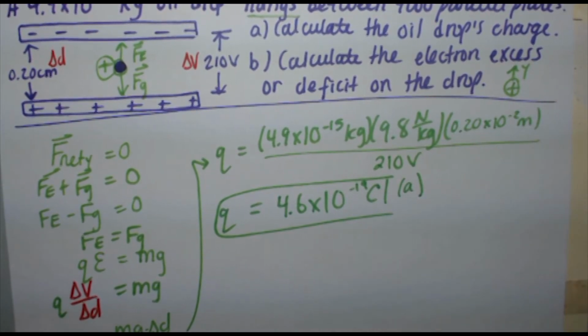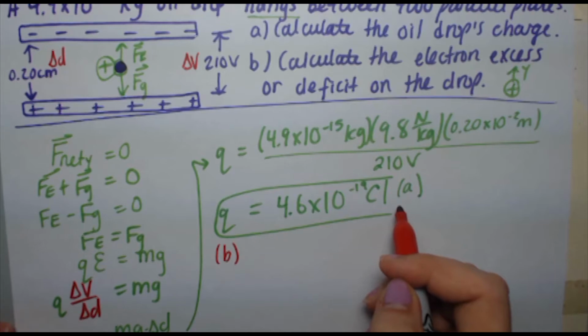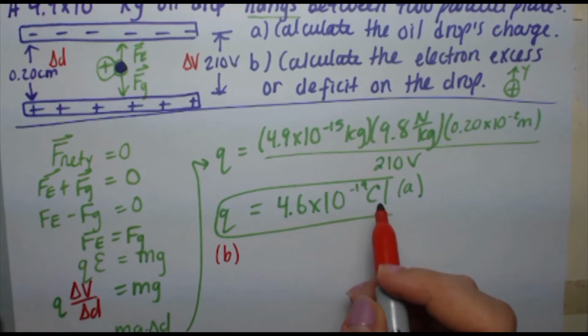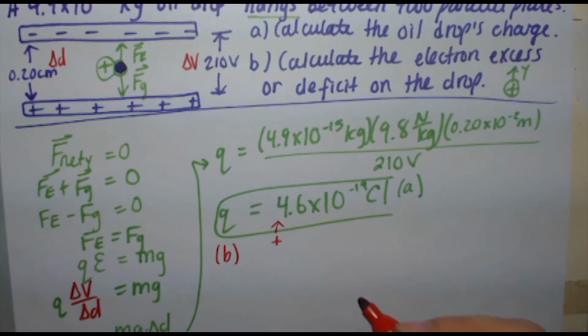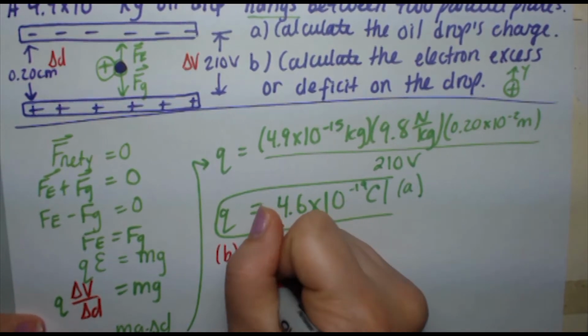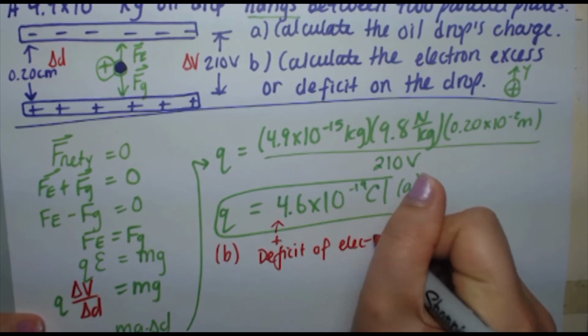For part B, we have to calculate the electron excess or deficit on the drop. So like I was mentioning in the previous video, most objects are neutral or close to neutral because even though they're made up of billions and billions of positive and negative charges, most of these cancel out. So when there's extra charge, it has to come from either having gained electrons or lost them. Now, since my net charge is positive, that means I lost electrons. So I lost some of my negative charge. I have more positive charge left over. So that means I have a deficit of electrons.